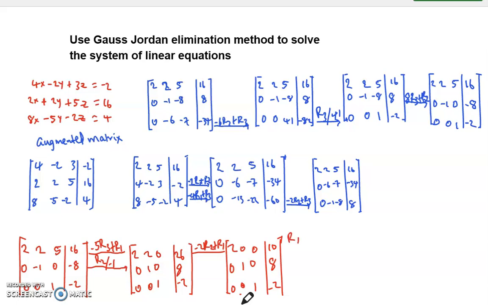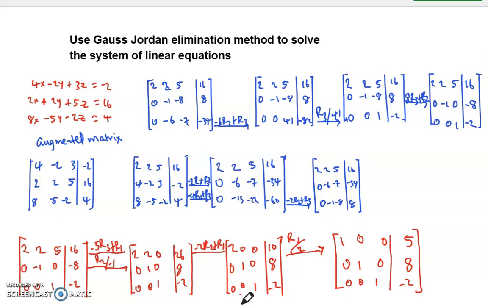The next thing is finally to make this 2 to be 1, and to do that we simply need to do row 1 divided by 2. Row 1 divided by 2 for our new row 1. This will be 1. Here will be 0. This is also 0. Here becomes 5. Here we are going to have 0, 1, 0. This becomes 8. Here we are going to have 0, 0, 1, and this is -2. So this is what we have now as our new matrix.